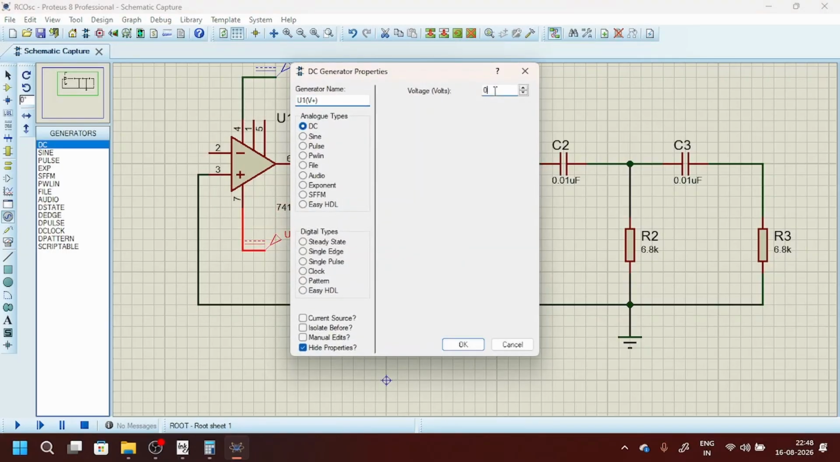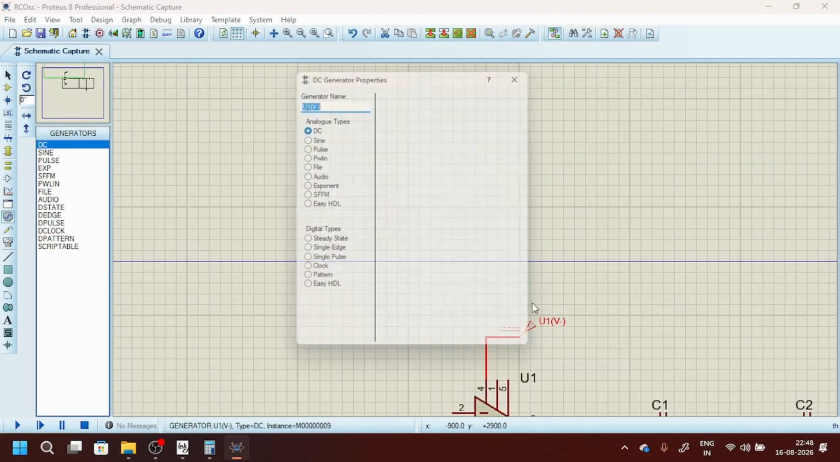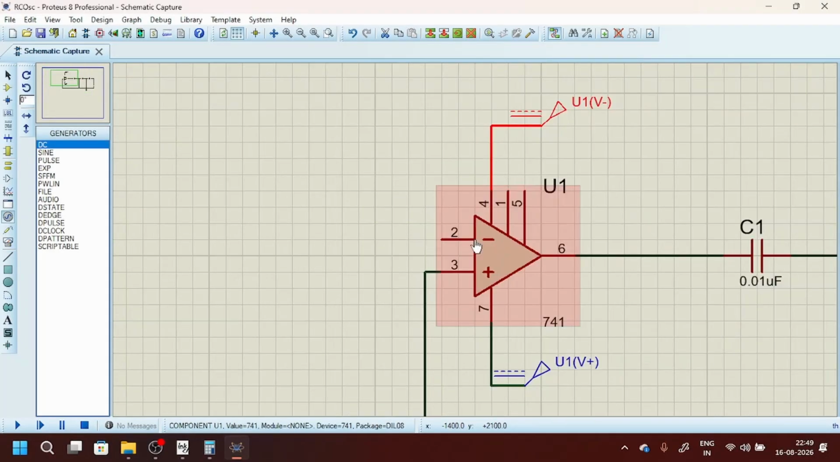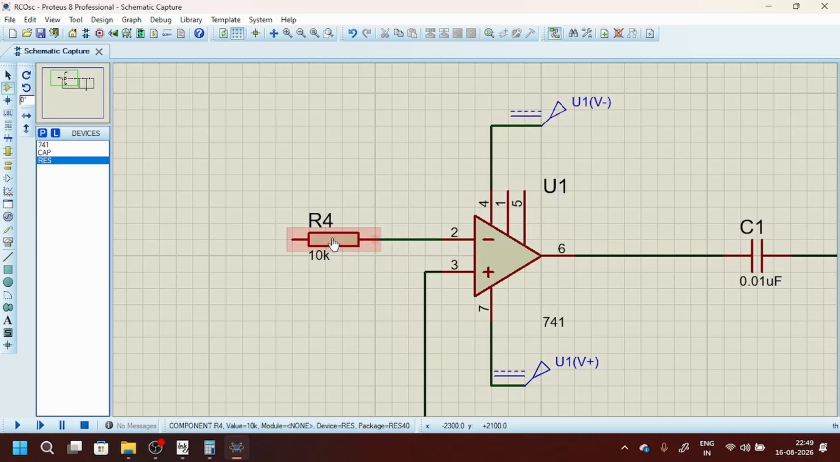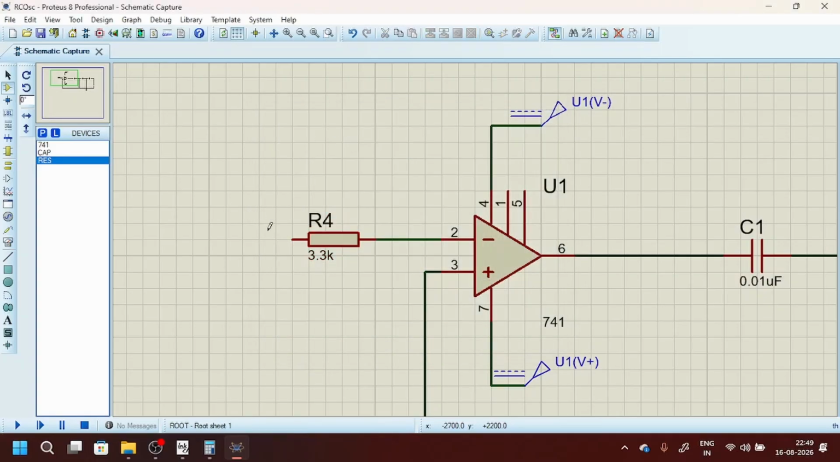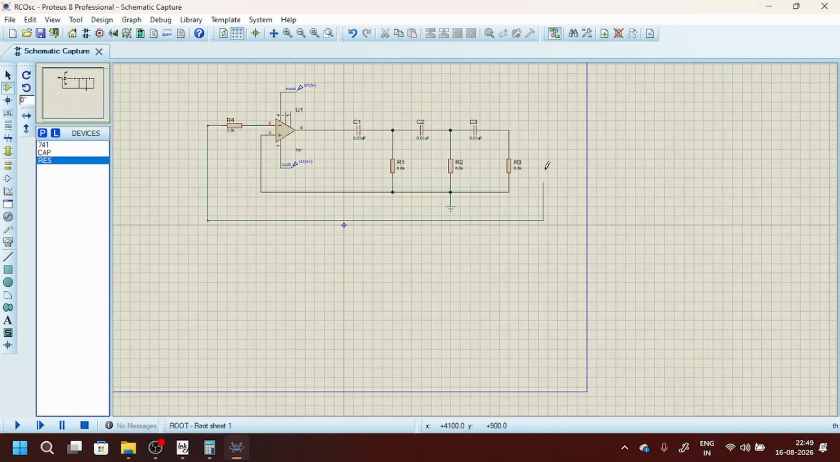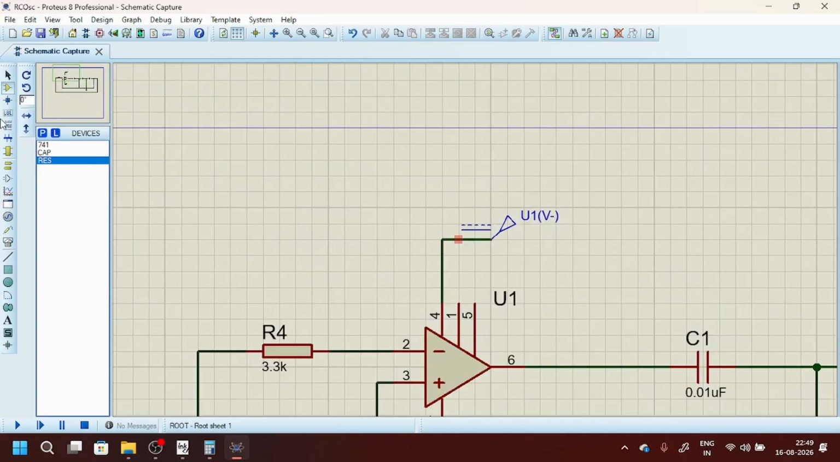So this is plus 15 and this is minus 15, and yeah, we need a feedback resistor which is a potentiometer, but before that I need to place a resistor here of 3.3 kilo ohms, and this has to be given to the output of the operational amplifier.